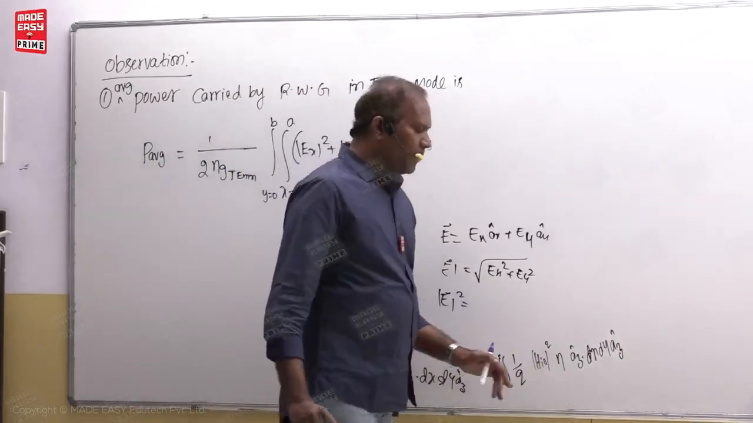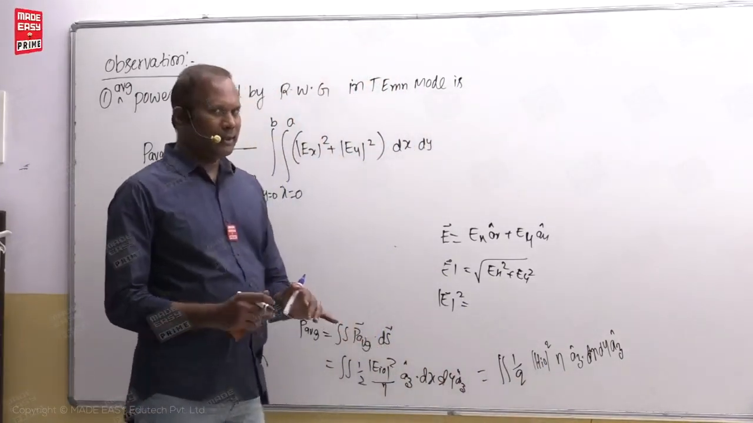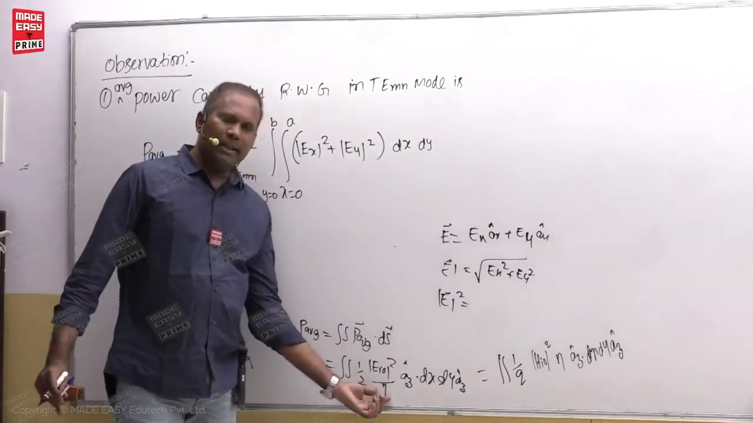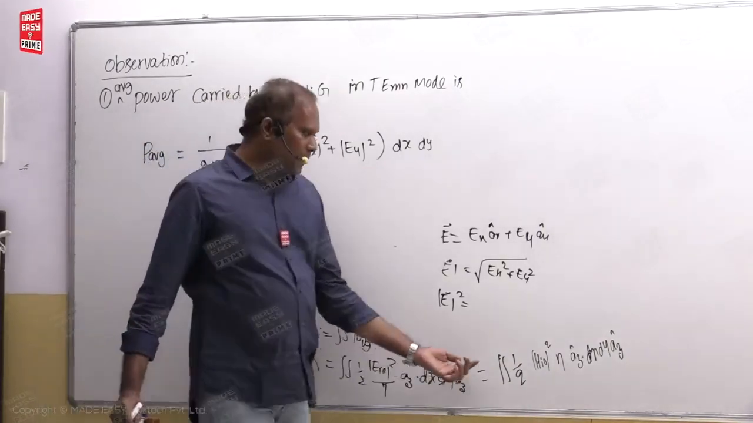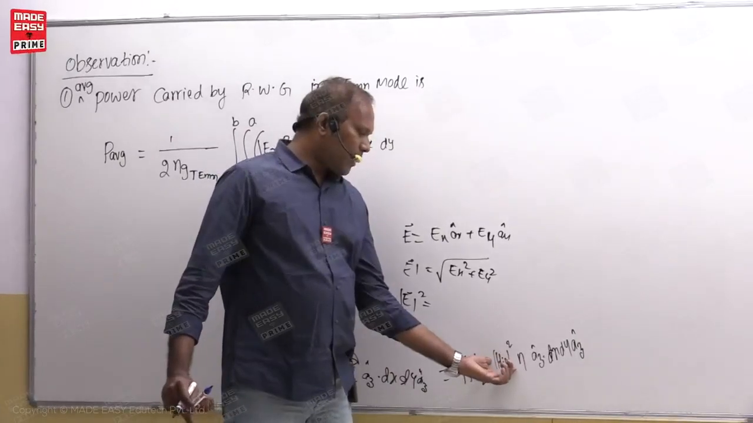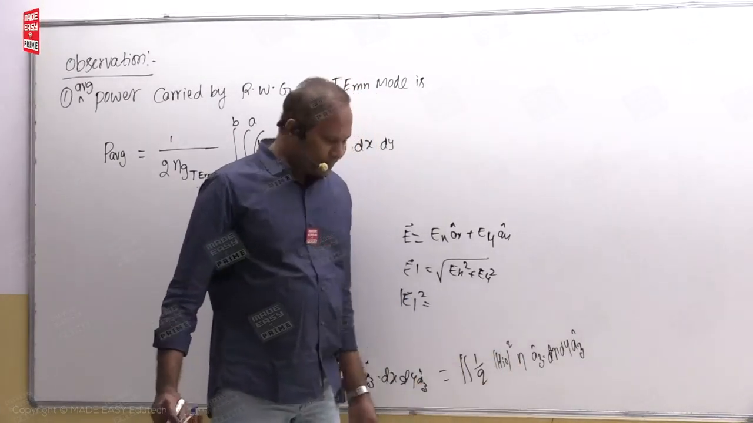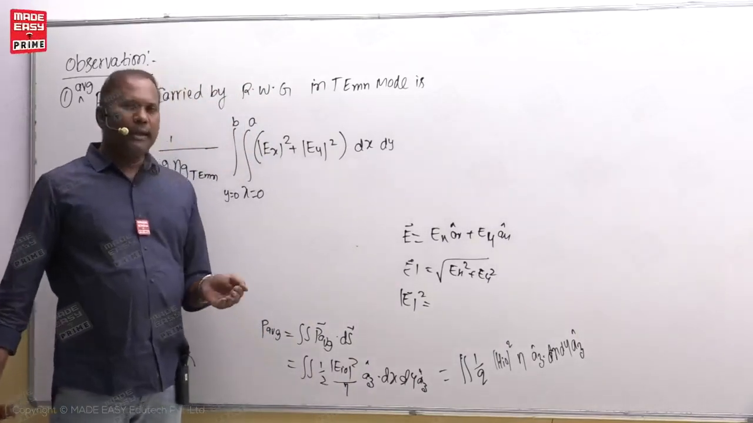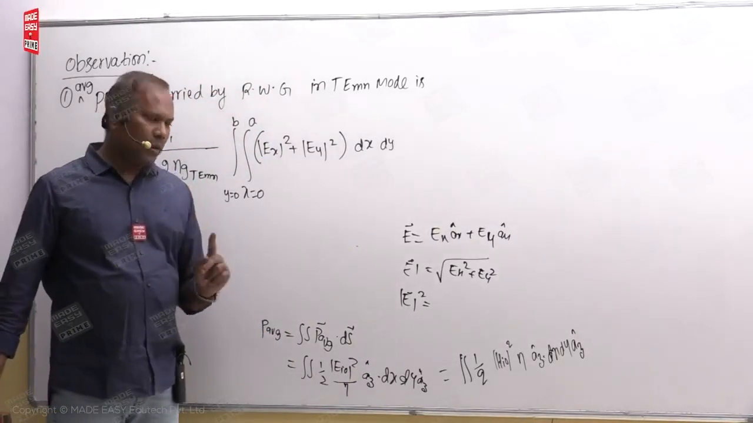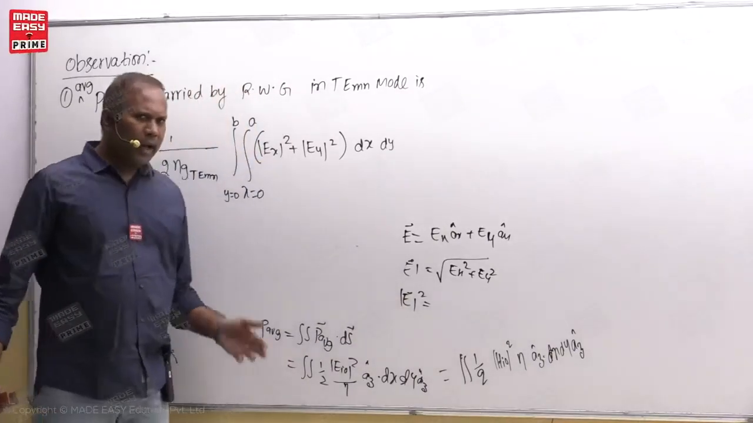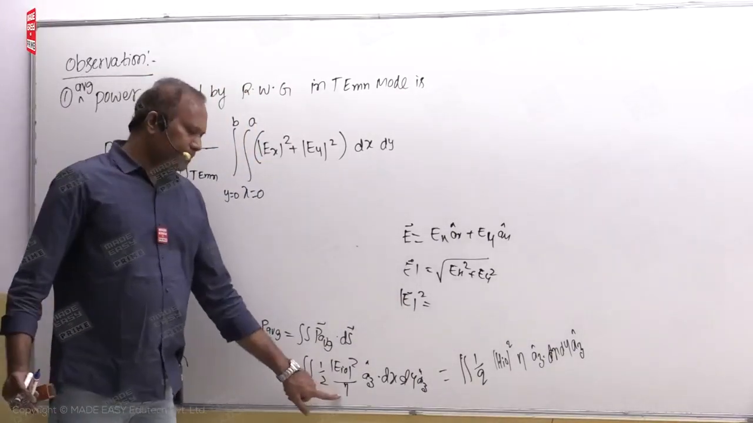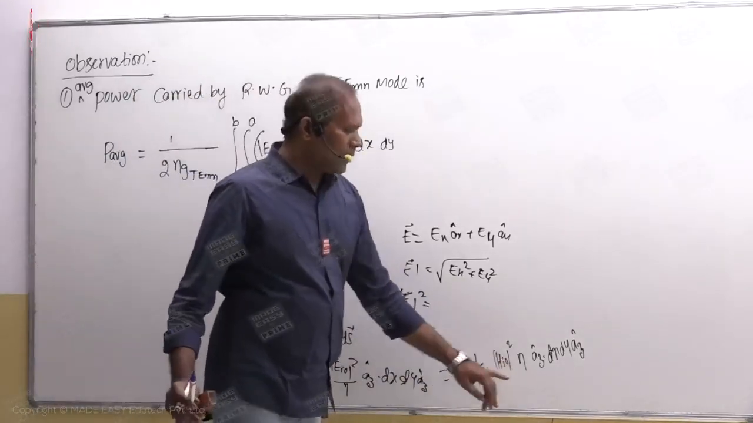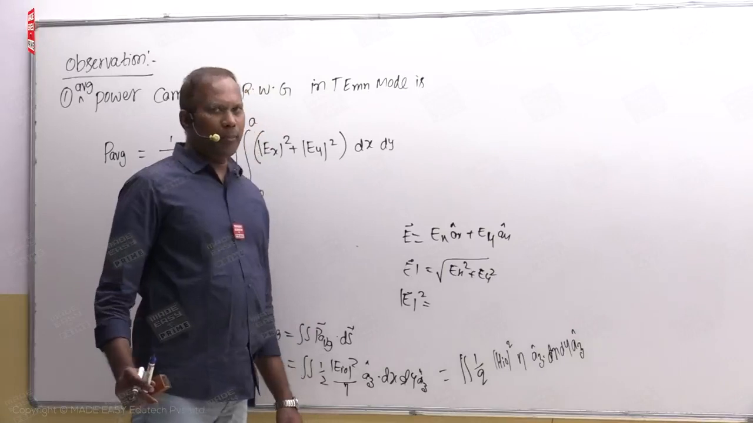Here also impedance for TM mode. Once again I am telling students, if electric field comes, electric field square by this impedance is in the denominator. If you write in terms of magnetic field square, impedance is in the numerator. For TE mode, in place of eta, you put eta g for TE mode. For TM mode, you put eta g, the guide impedance for TM mode.